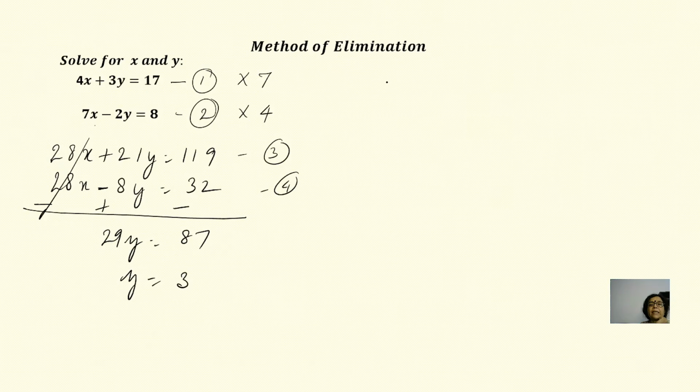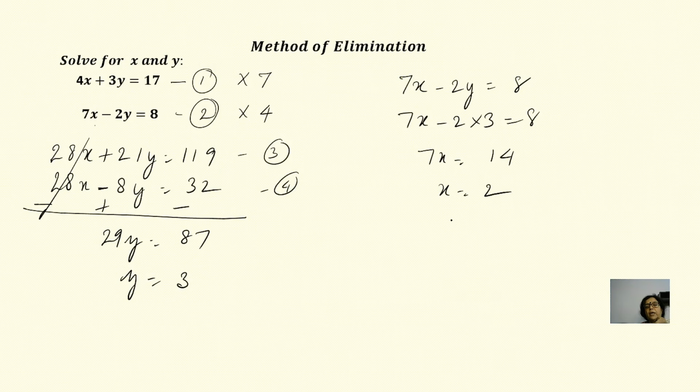Now we take the second equation, that is 7x minus 2y is equal to 8, and put the value of y as 3. So here we get 7x is equal to 14, x is equal to 2, and y is equal to 3. So this is the set of solutions of this particular system of equations.